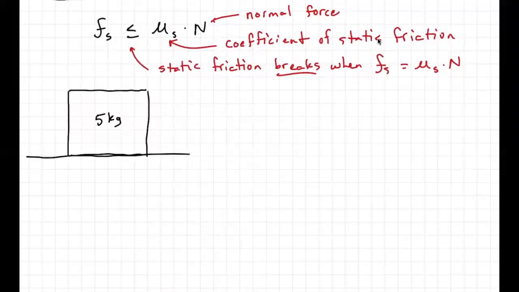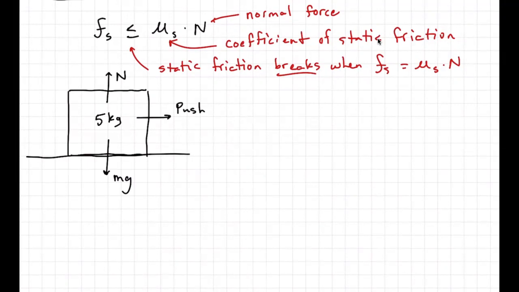And I push on the block, but the block doesn't move. So I push it this way. There's some gravity acting on it. There's some normal force that's keeping it from falling through the table. I push on the block, it doesn't move. That means that there's got to be something opposing my push.